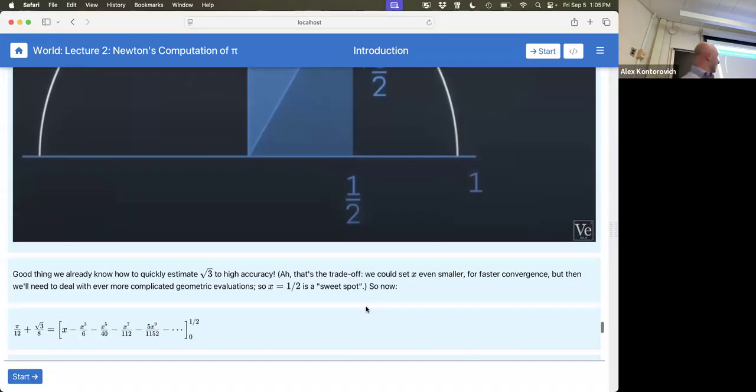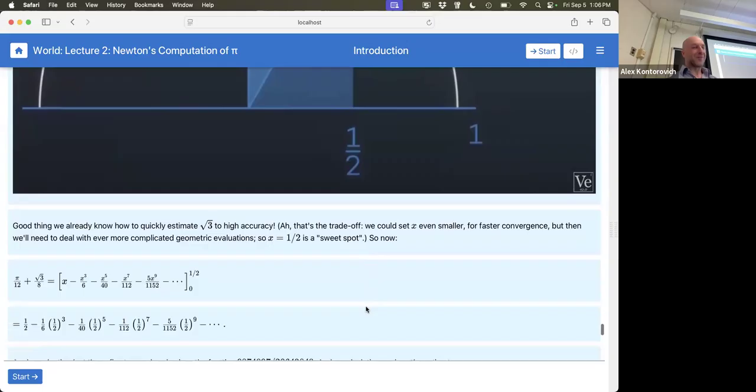So if we integrate not up to 1, but up to 1/2, we'll get pi over 12 plus √3 over 8. And we'll get to stick 1/2 in for x everywhere and get 1/2 to the 5th and 1/2 to the 7th and 1/2 to the 9th. We'll get much better cancellation this way. We'll get a much closer, maybe, approximation.